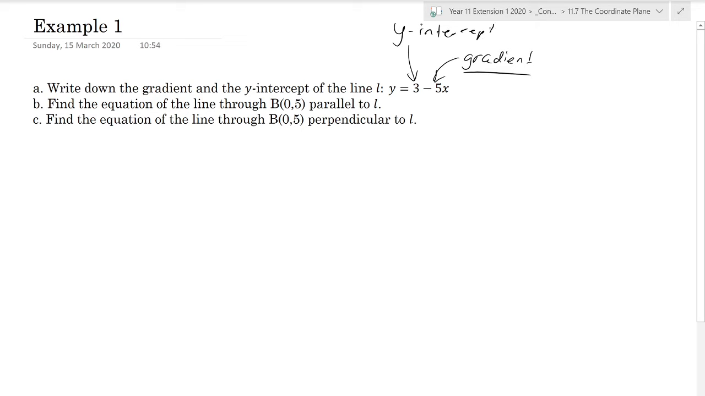And this part here is our y-intercept. So for part A, the gradient, which we call m, is equal to -5 because it has a negative with it, and c, our y-intercept, is 3.